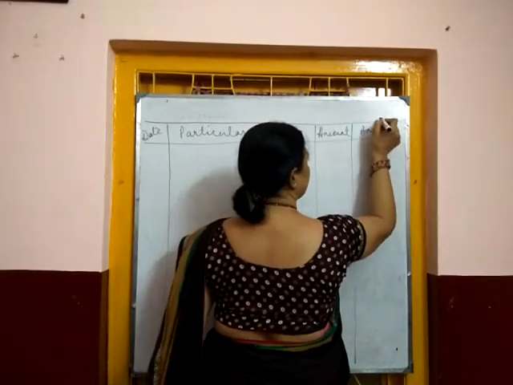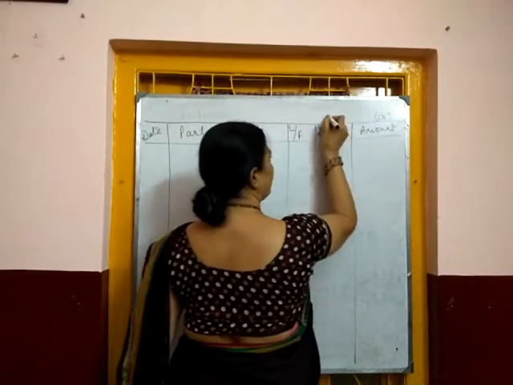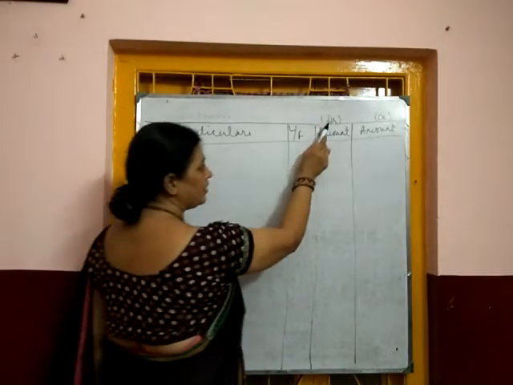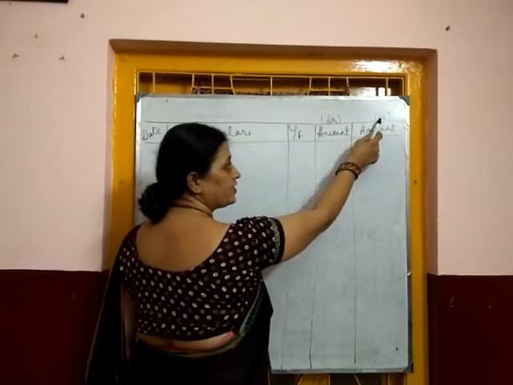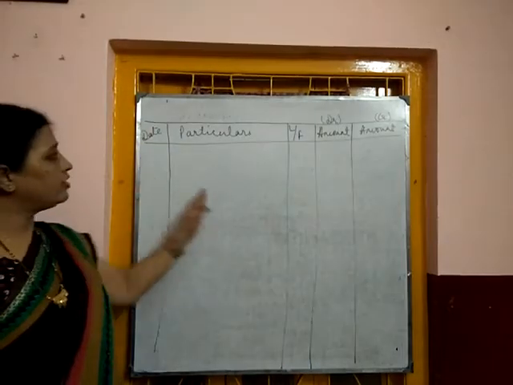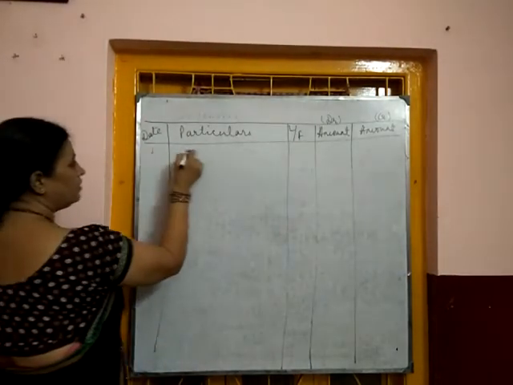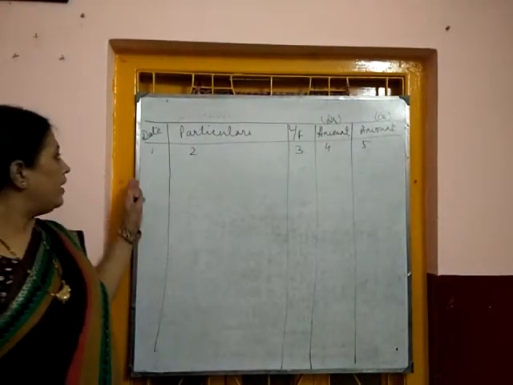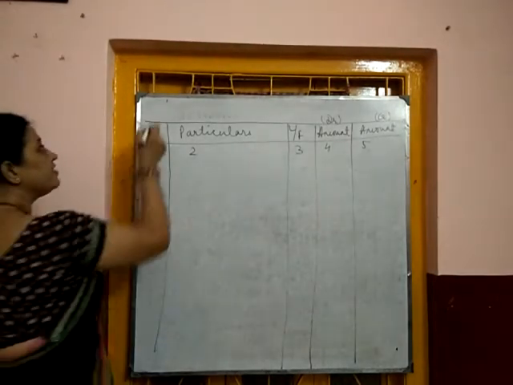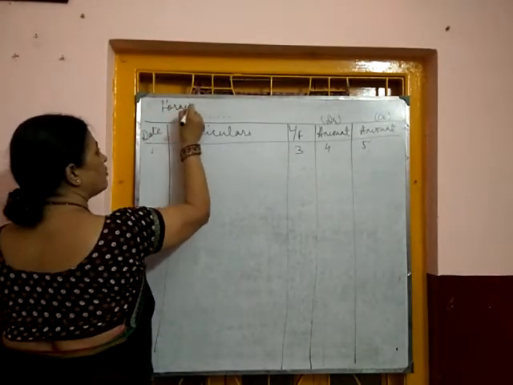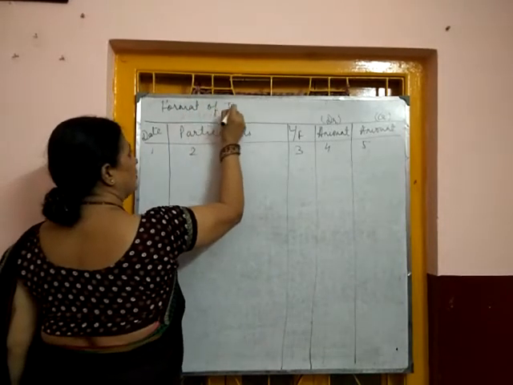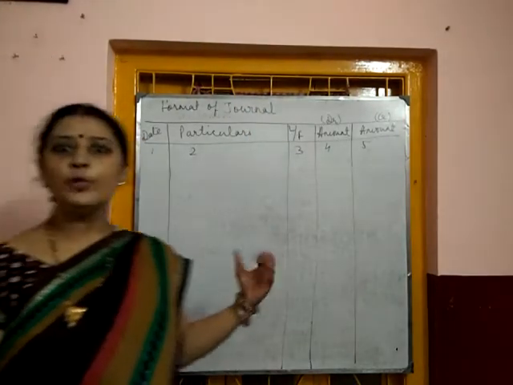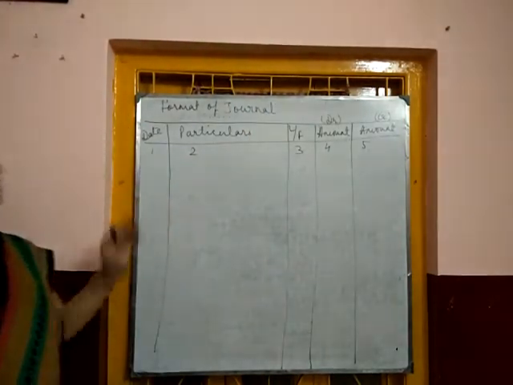Whereas this is a credit column. CR is for credit and DR is for debit. See, this DR is for debit, whereas this CR is for credit. These are the columns. These are 5 columns: 1, 2, 3, 4, 5. This is basically known as the format of journal. Regarding this, I have given you a brief description in the previous class. Please have a look at this.